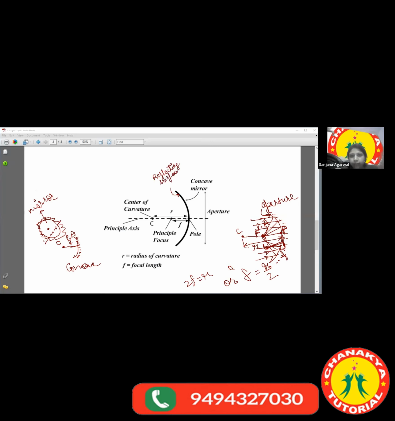Add this reflecting surface and just make this side shaded, which shows that it is painted. The bulged out side is painted and the other side is reflecting.